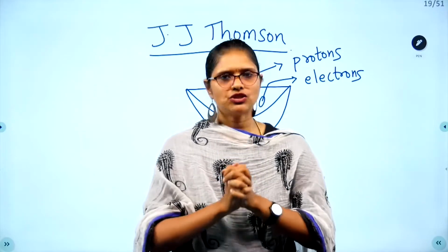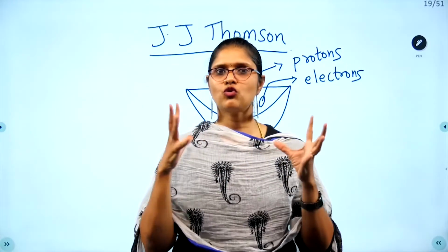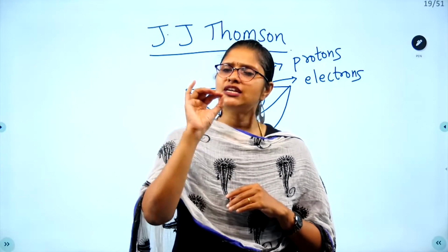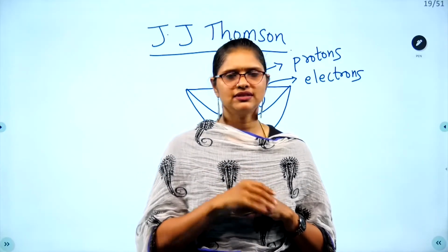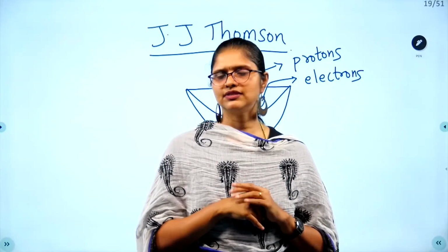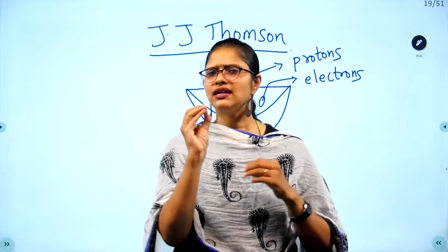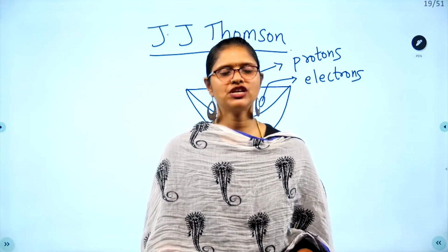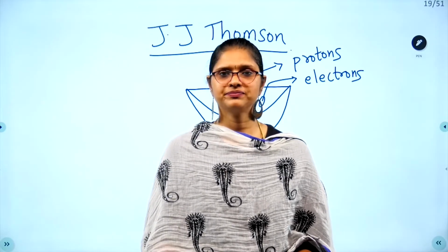According to J.J. Thomson, a sea of protons. What do you mean by sea? S-E-A. Sea of protons, ocean of protons, means more protons are there, and the electrons are embedded like seeds of the watermelon. If you take a watermelon, the seeds will be less compared to the fruit part. So what he is trying to say is that there will be more protons and fewer electrons. Do you think that's right?